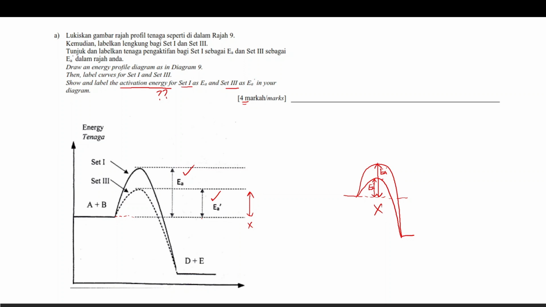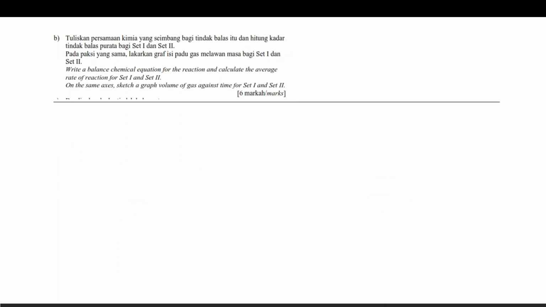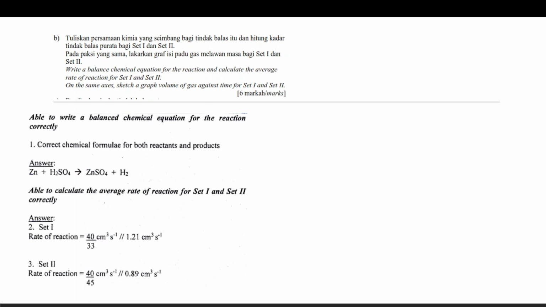Okay, so 4 marks. B, write a balanced chemical equation for the reaction. So for the reaction of sulfuric acid with the zinc, zinc reacts with sulfuric acid, it produces the salt, zinc sulfate, and hydrogen gas. So this one, the equation.